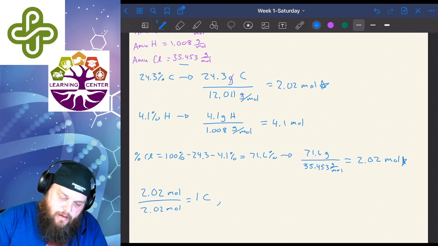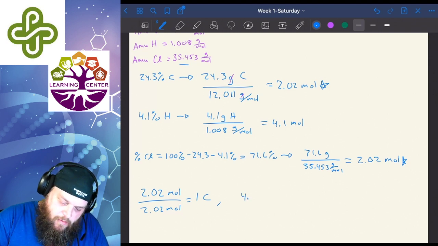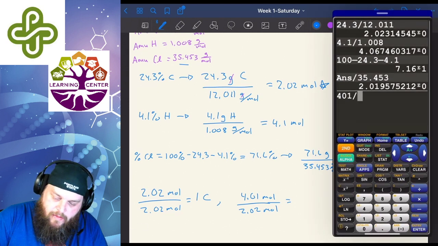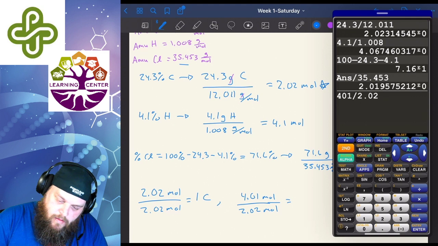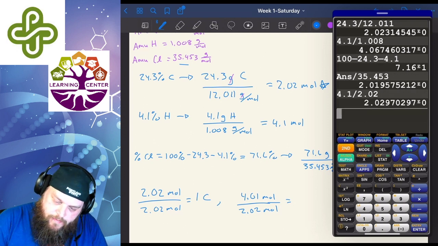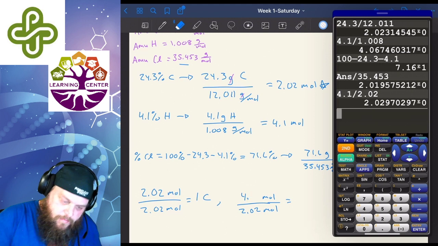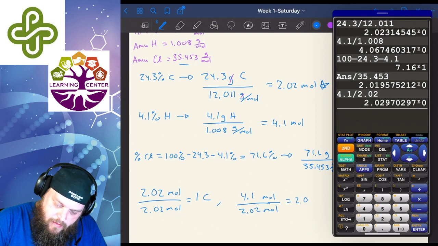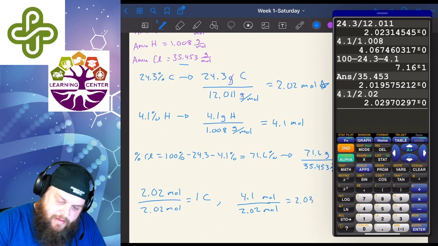Looking at the hydrogen, that's going to be 4.01 divided by 2.02. The moles are going to really just cancel out here for this ratio. 4.01, this should be about 2. Oh, that should be deleted. I wrote it wrong, 2.03. So 2.03 is what I'm getting there. If we round to 2 sig figs, we get 2.0, which is good.